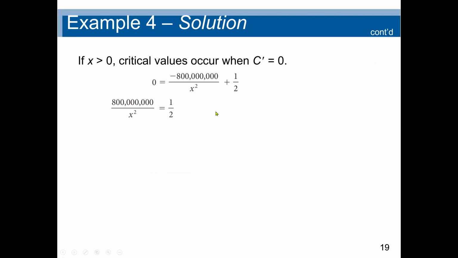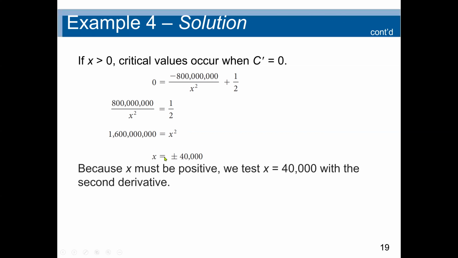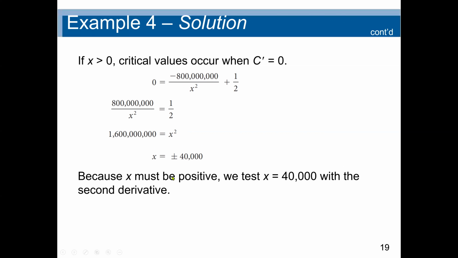Then we find the critical value, and that gave us plus or minus 40,000. Again, we don't need the minus, we need only the plus, because S must be positive. We test S to be 40,000 because S is the number of units. It cannot be a negative value. So we test with the second derivative to see if it's concave up or down.